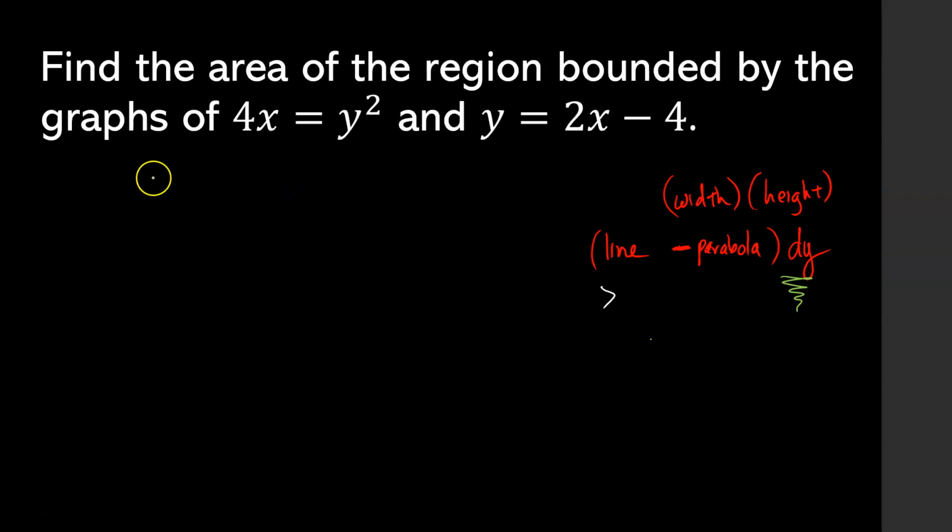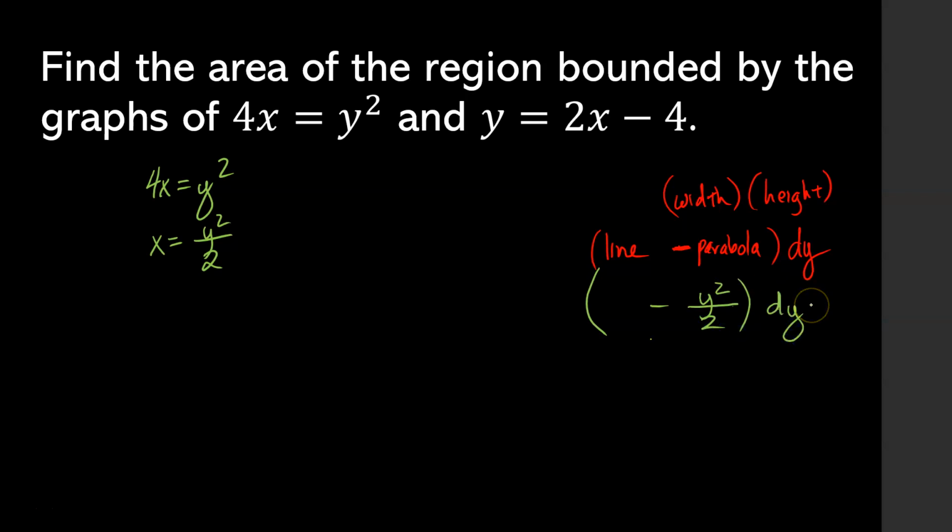Okay, so let's see. 4x equals y squared. X equals y squared over 4. Okay, and then our parabola. And then let's get the line. y equals 2x minus 4. y plus 4 equals 2x. x equals 1/2 y plus 2.